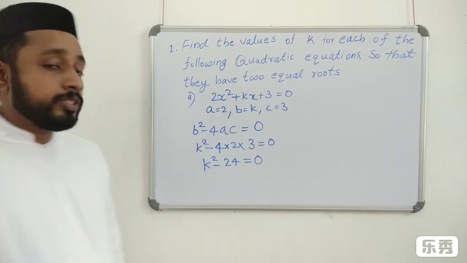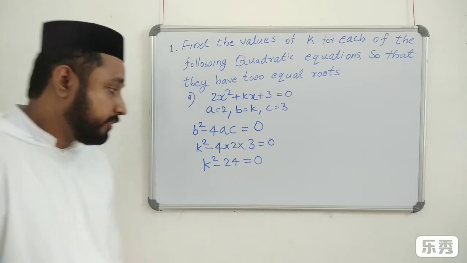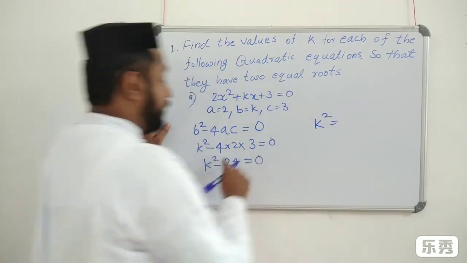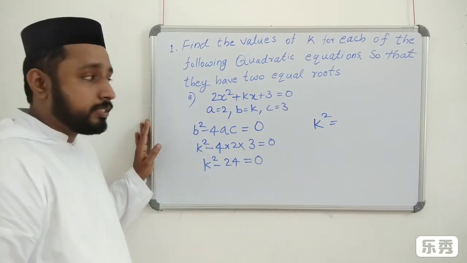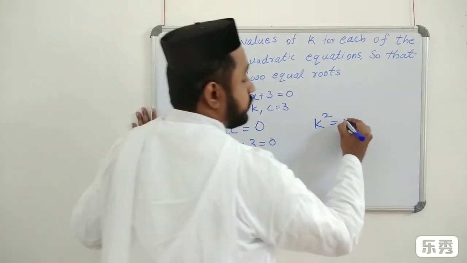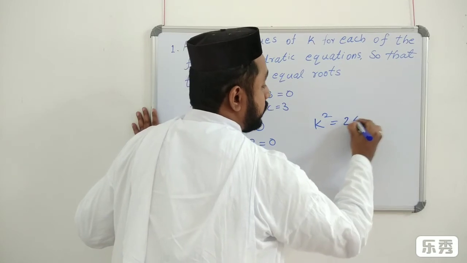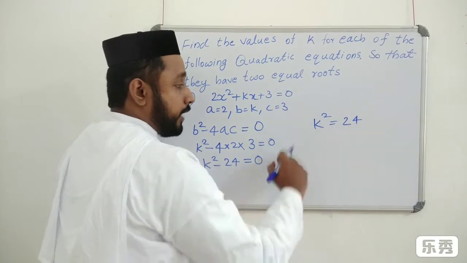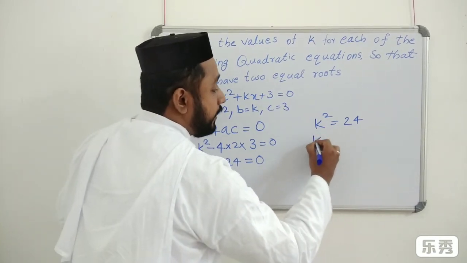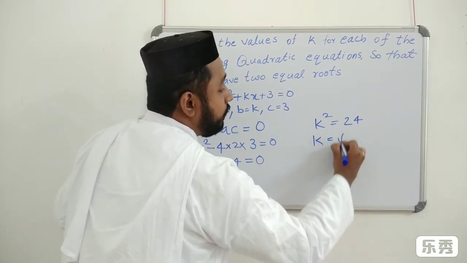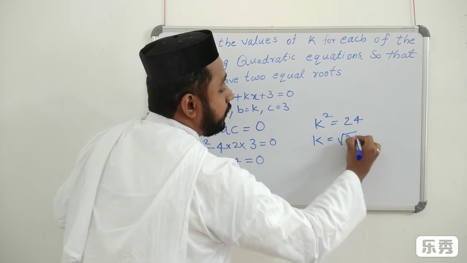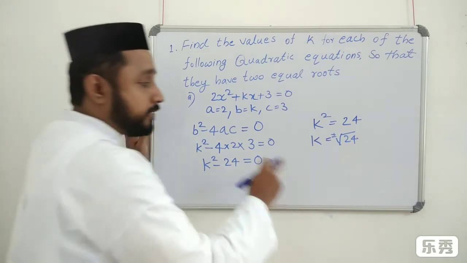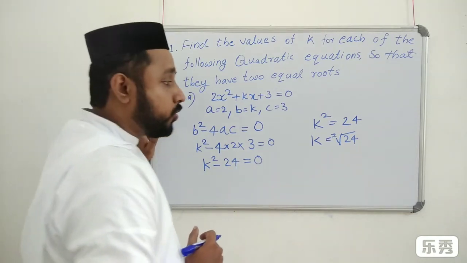K square minus 24 is equal to 0, which means k square is equal to, when minus 24 goes to the RHS, it becomes plus 24. So k square is equal to 24. Taking square roots, k is equal to root of 24, not only root of 24 but plus or minus root 24. Therefore k is equal to plus or minus root 24.